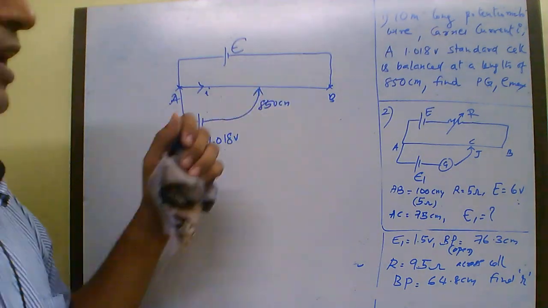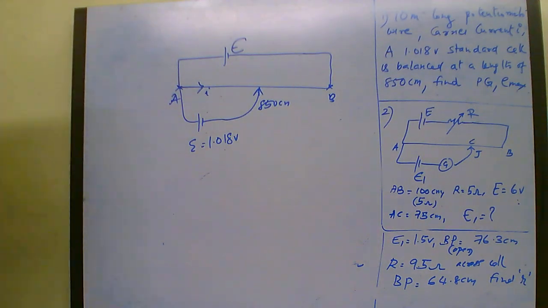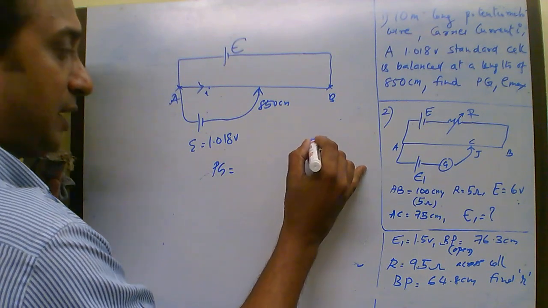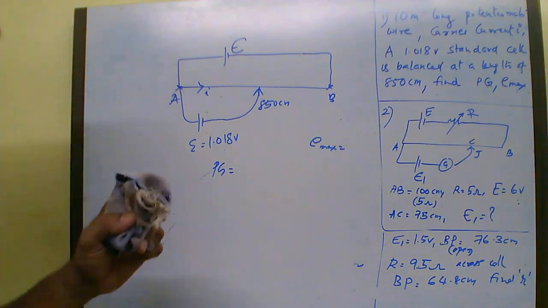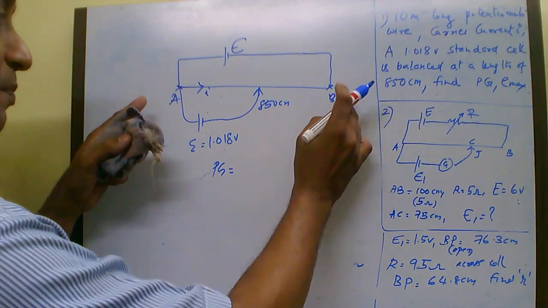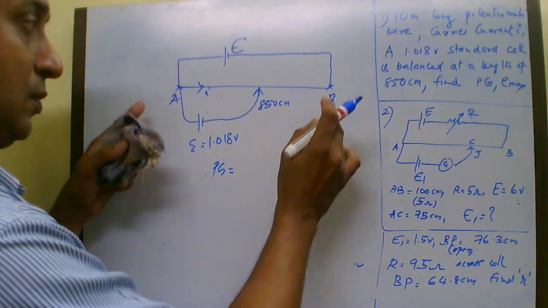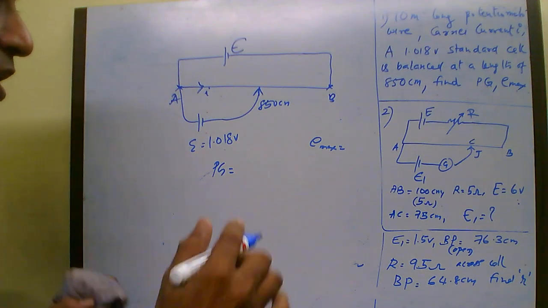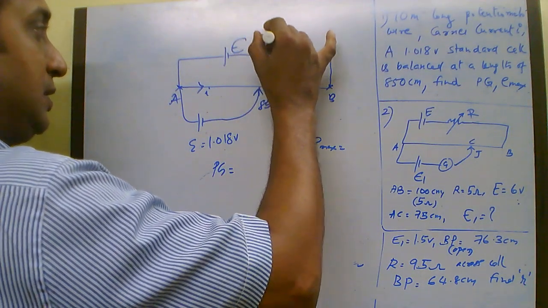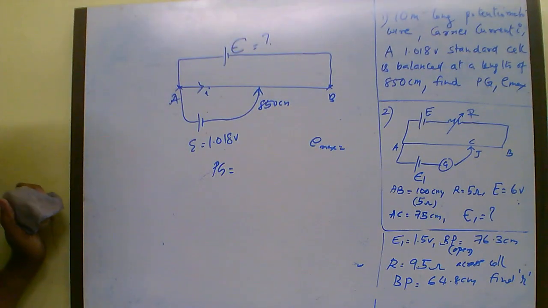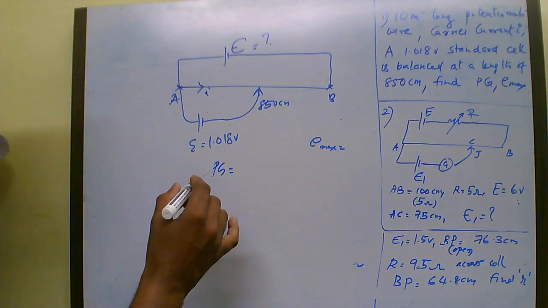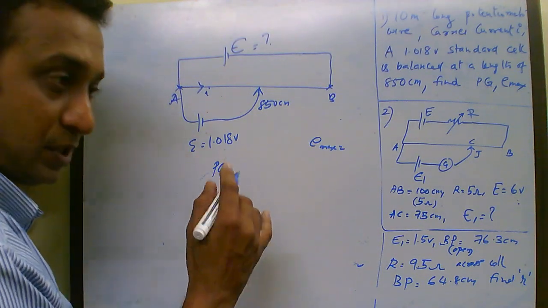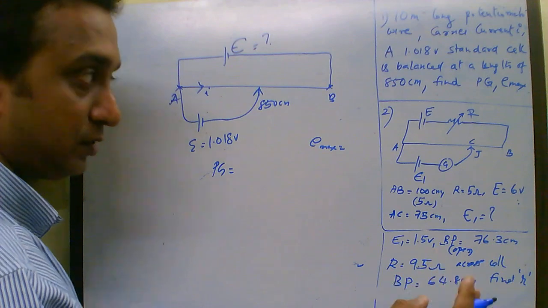Find the potential gradient and Emax. So potential gradient, as we already discussed, and Emax. Emax means how much maximum potential can be measured using this potentiometer. So Emax means how much is being provided by this cell. Now to find the potential gradient, as we have already discussed, potential gradient is how much the potential varies per unit length of the wire.